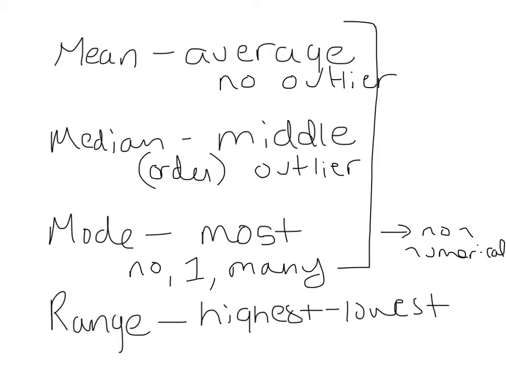The reason you do this is because an outlier is a number that just doesn't fit the data. It's way higher or way lower than the rest of your data. The outlier is going to affect your average more than it's going to affect the median. So you want to use mean when there is no outlier.